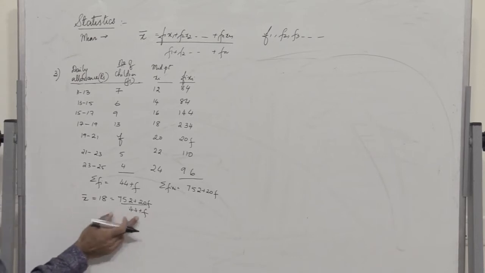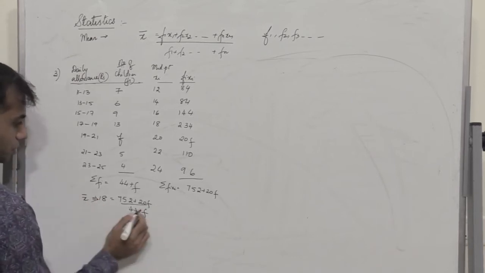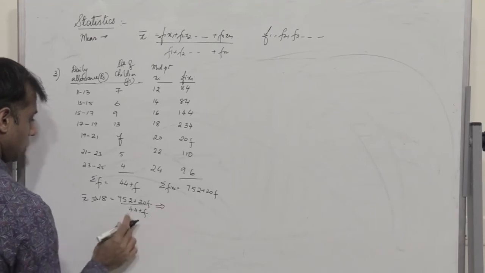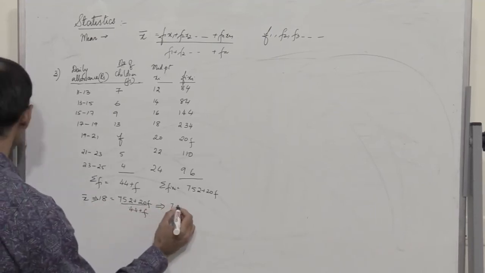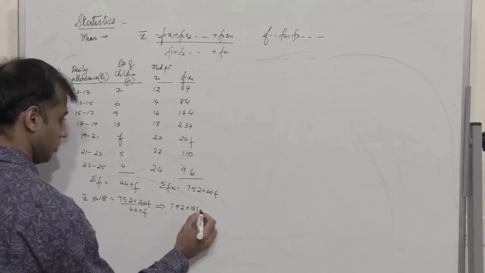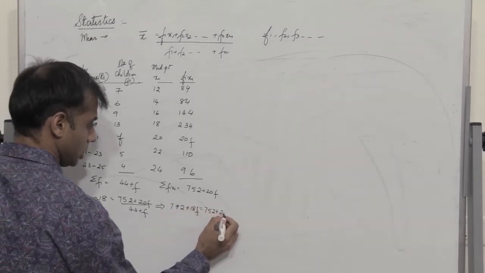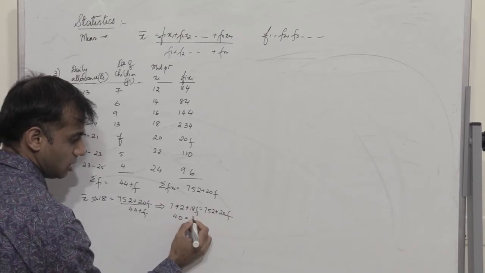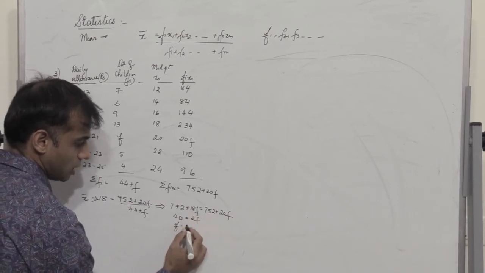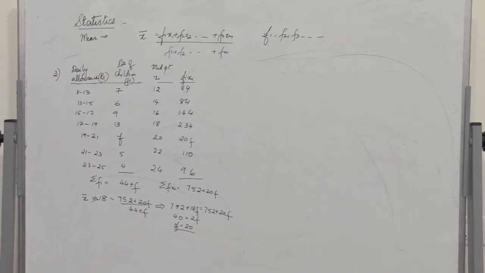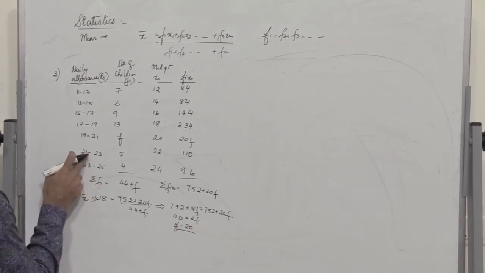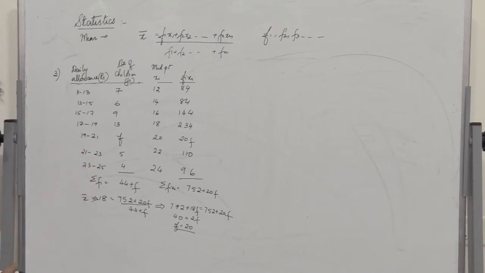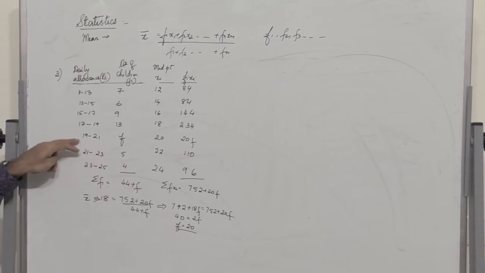Okay, right? Taking this to the LHS, we get 44 into 18, which is 792, so 792 plus 18f equals 752 plus 20f. Bringing this to the LHS here, we get 40 equals 20 minus 18 is 2f. So f equals 40 by 2, which is 20. So the number of children who get an allowance between 19 to 21 is 20.